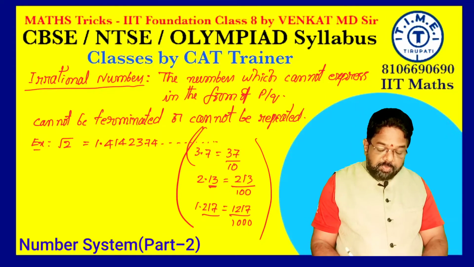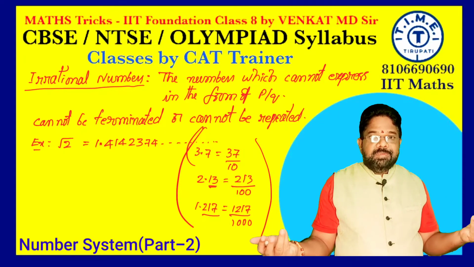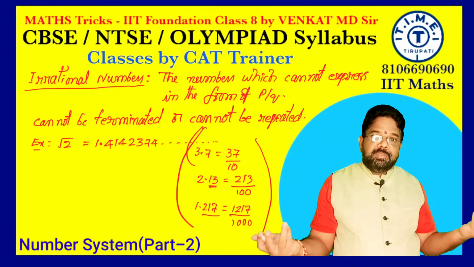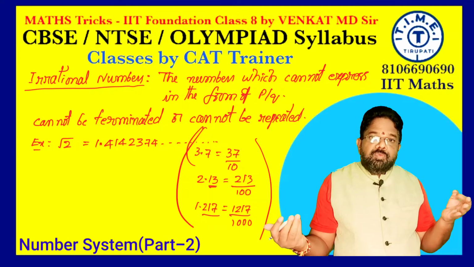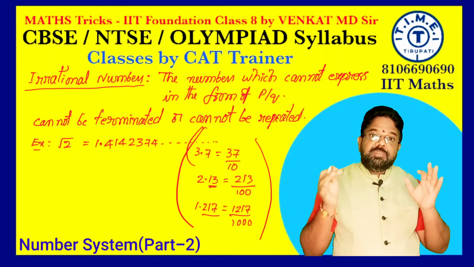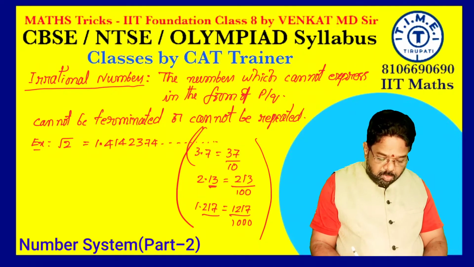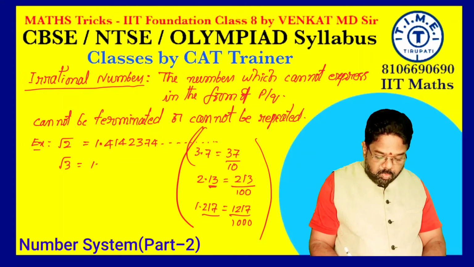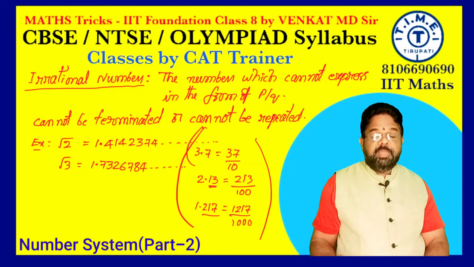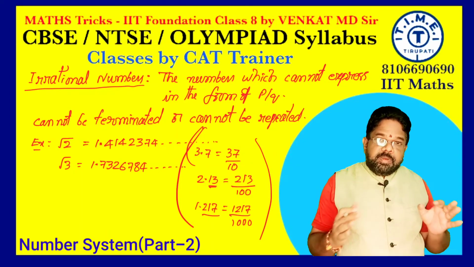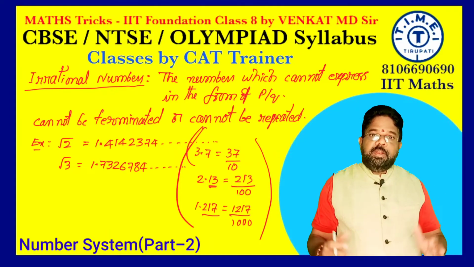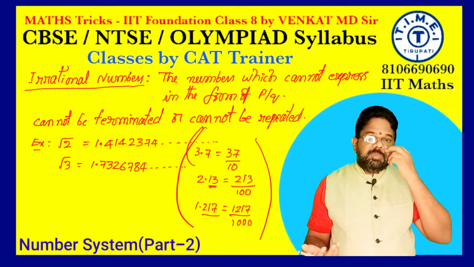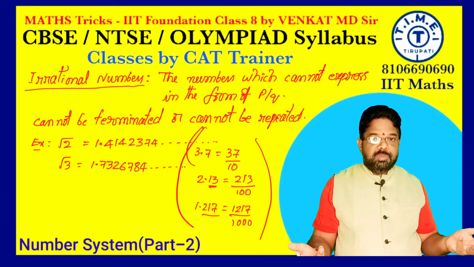But here root 2, if you observe 1.414, 2374 and so on. After the decimal how many digits are there here? We can't say. So how many zeros do we have to take in the denominator? We can't say. So root 2, 1.414237 and so on, cannot be expressed in the form of p by q. Similarly root 3 is 1.732, 6784 and so on up to infinity. It also cannot be terminated, cannot be repeated, so it cannot be expressed in the form of p by q. After the decimal how many digits? We don't know.